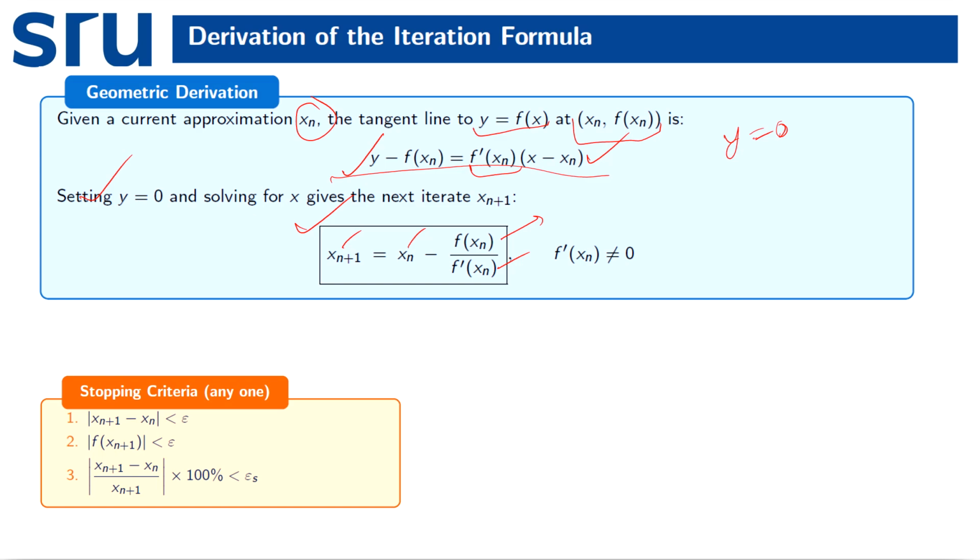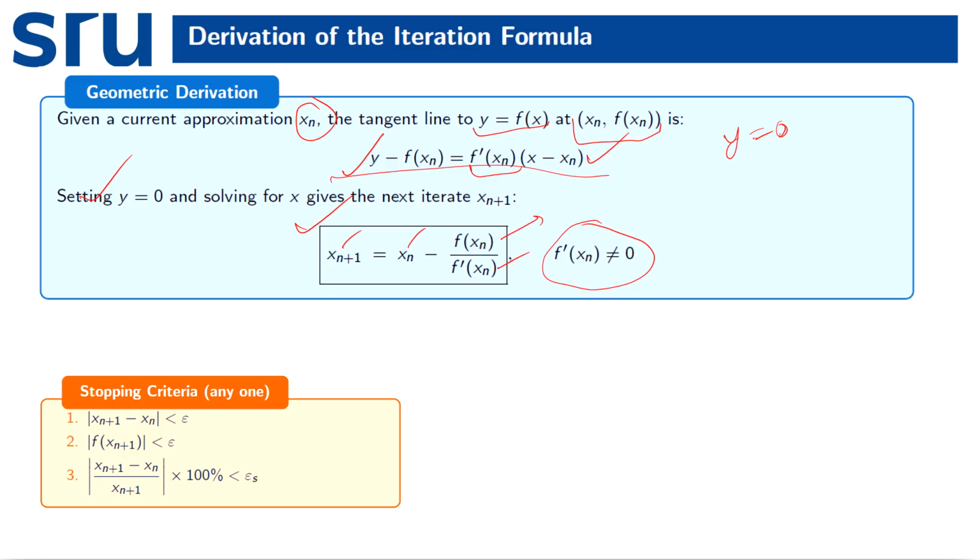Now one very important condition is that f prime(xn) should not be 0. It should be non-zero, because if the derivative becomes 0, the formula will not work. That is obvious, because division by 0 will occur. So always ensure that the derivative is non-zero at the approximation point.